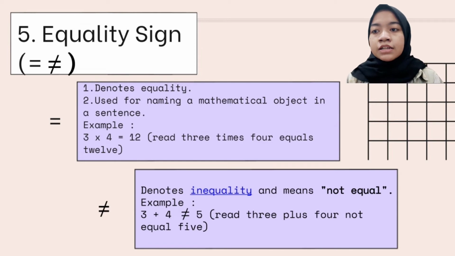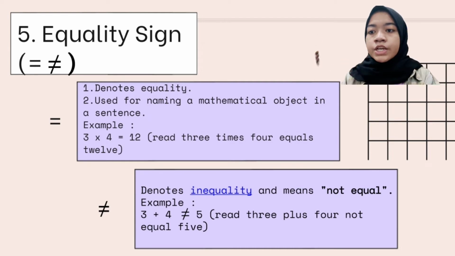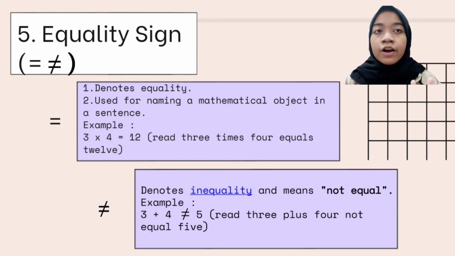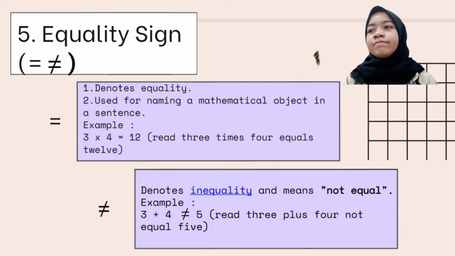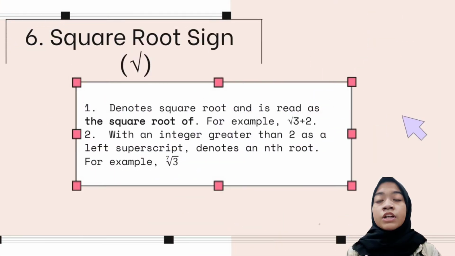And then the second way in the equality sign denotes inequality and means not equal. So the first one we learn about equals, and the second one is not equals. 3 times 4 not equals 5. Okay. We go on to number 6.